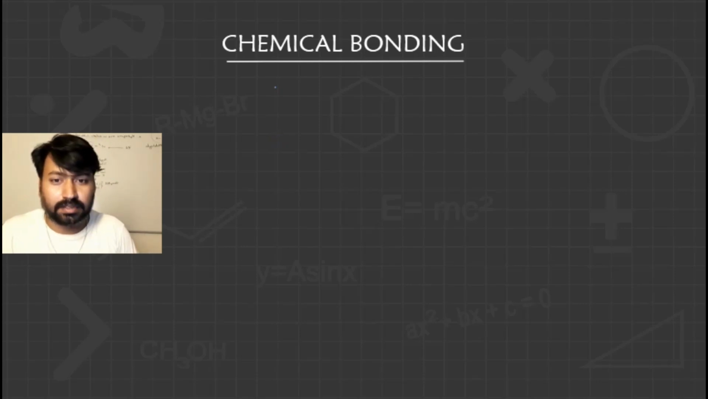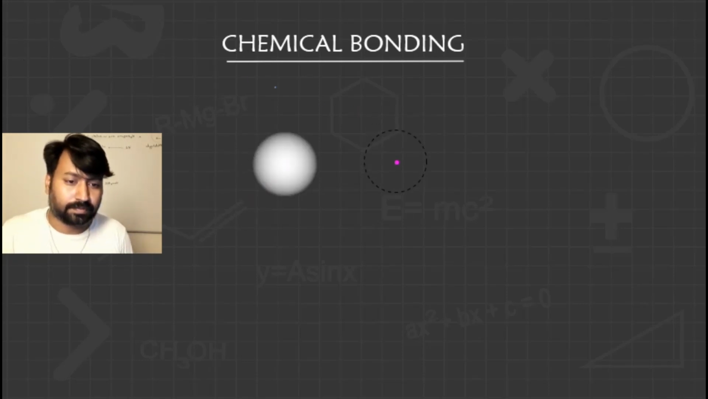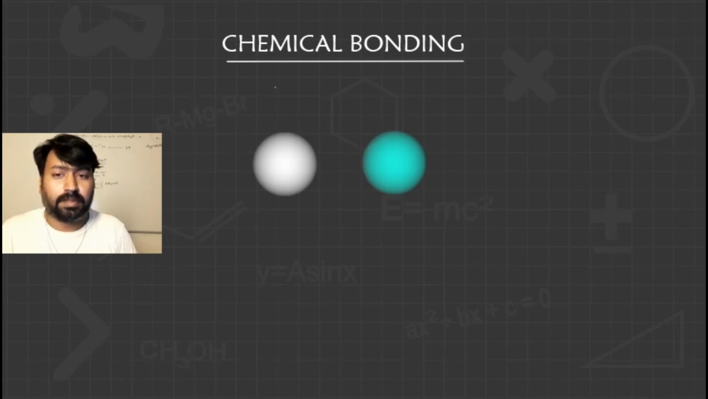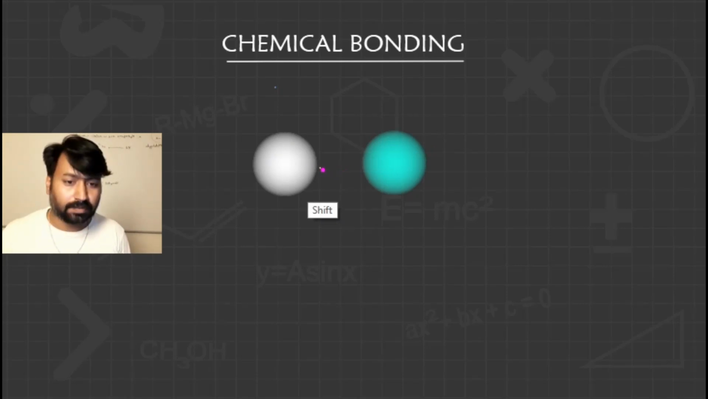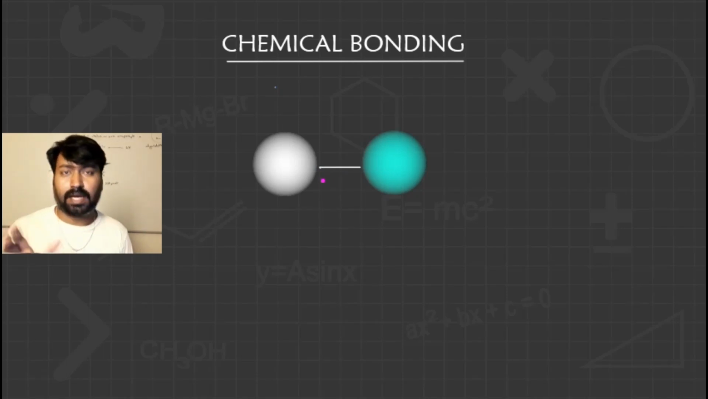Let me take an example here. There are two atoms. This is atom number 1, and there is another atom here. These two atoms may be anything, whatever they are. Between these two atoms there is a force of attraction. Let me draw it here. Now this force of attraction itself is called chemical bonding. So it is a force of attraction.